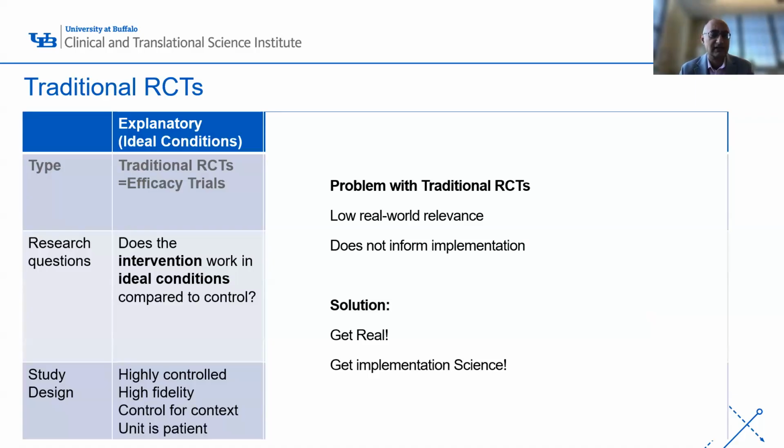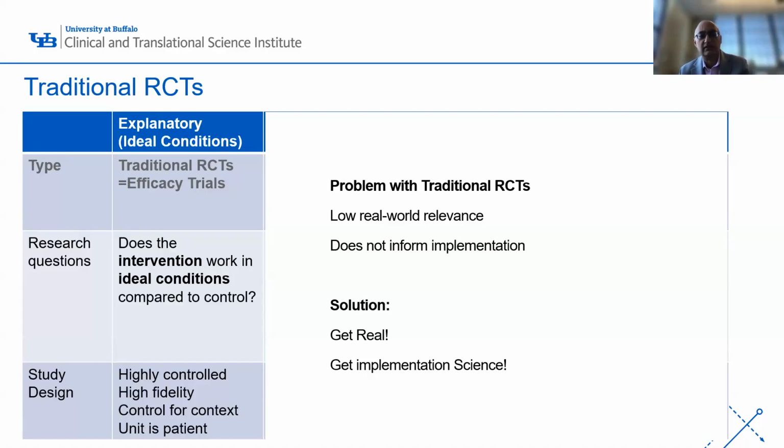The hallmarks of the study design here are that it's highly controlled in order to eliminate extraneous factors so that we can isolate the effects of the intervention, right? That's the goal. The intervention has to be implemented with high fidelity, in other words, as intended. That's really important. And we have to try to control for context to eliminate these other extraneous variables. And so it all fits within the idea that it's highly controlled, and the unit of analysis is the patient. We randomize individual patients, and that's the traditional design that everyone's familiar with, intended to understand whether the intervention can work.